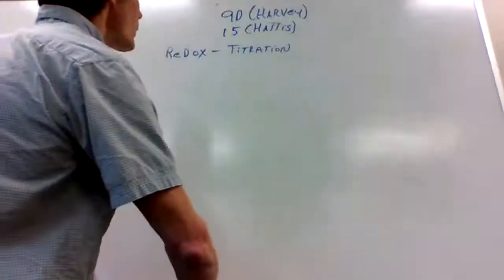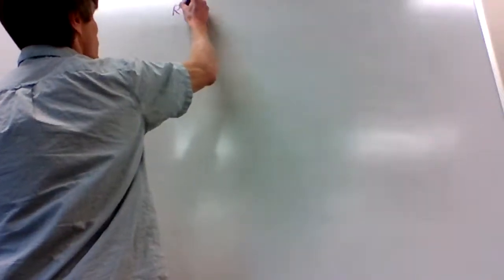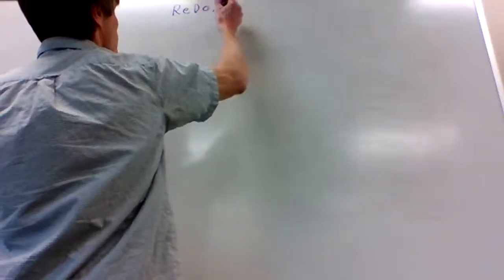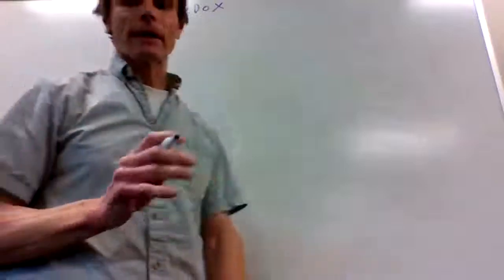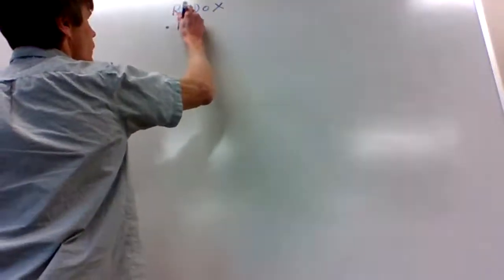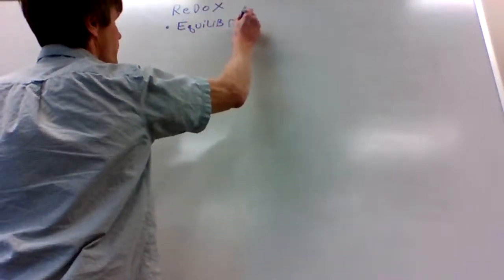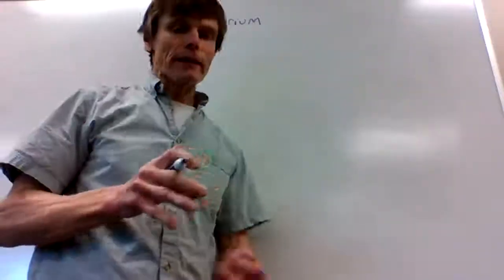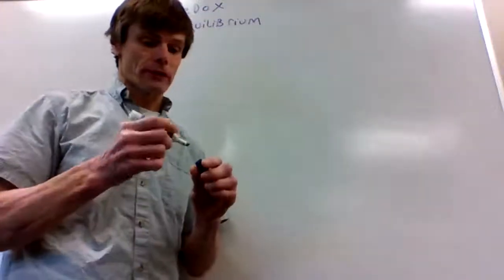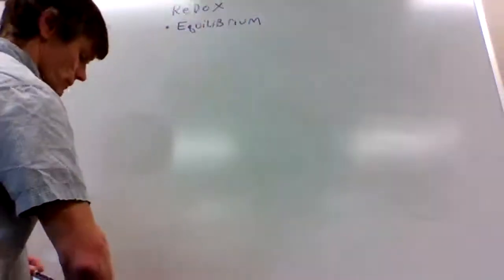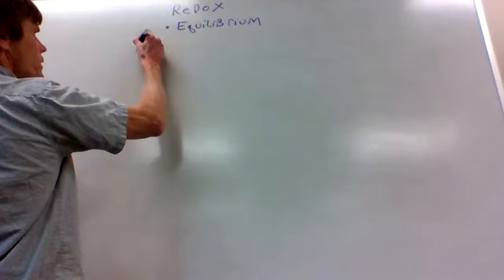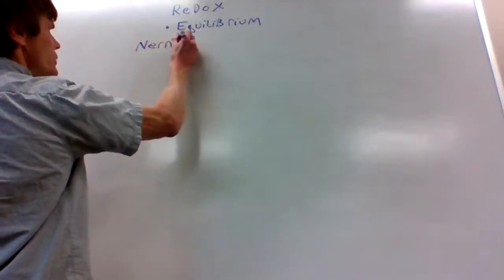So we're going to begin our section in redox titrations by discussing a little bit about theory. To understand the theory behind a redox process, we need to understand what's happening at equilibrium. So when we think about equilibrium and redox processes, we're going to begin with the Nernst equation. The Nernst equation is really a good place to start in this section.